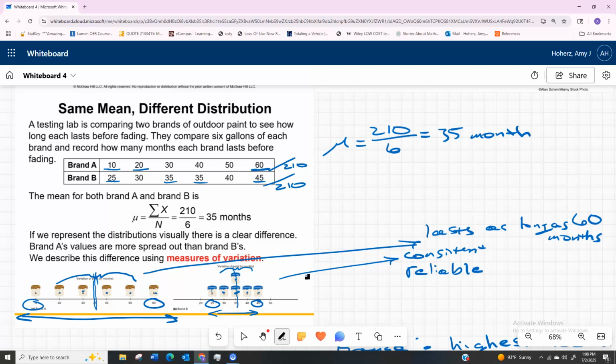When they say it lasts as long as 60 months, they're not saying that it lasts 60 months. They're saying that at some point, one of their samples lasted 60 months. But if you hear consistent, reliable, they might say something along the line for brand B that it will last from 25 to 45 months, or they might say something like it lasts at least 25 months before it fades.